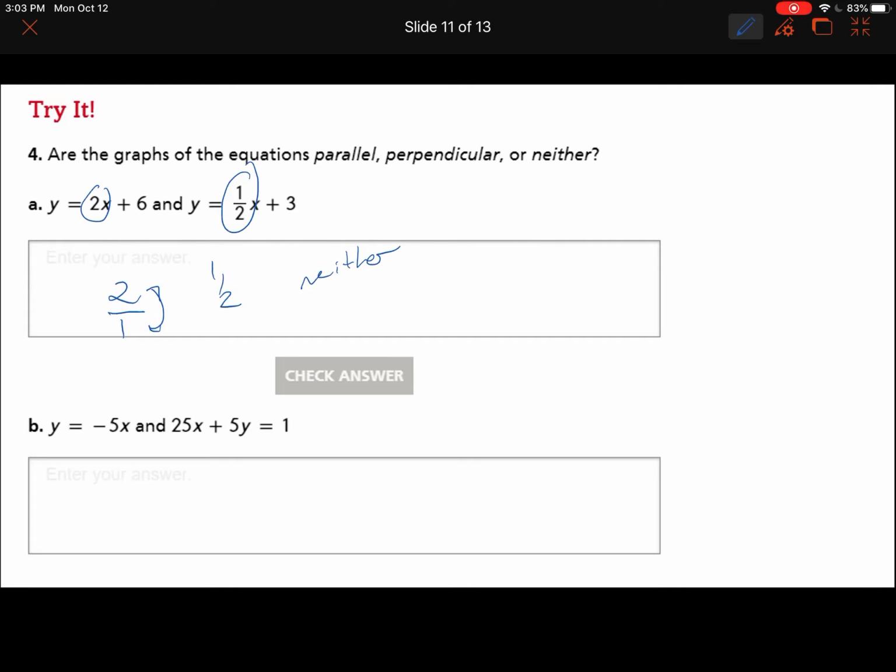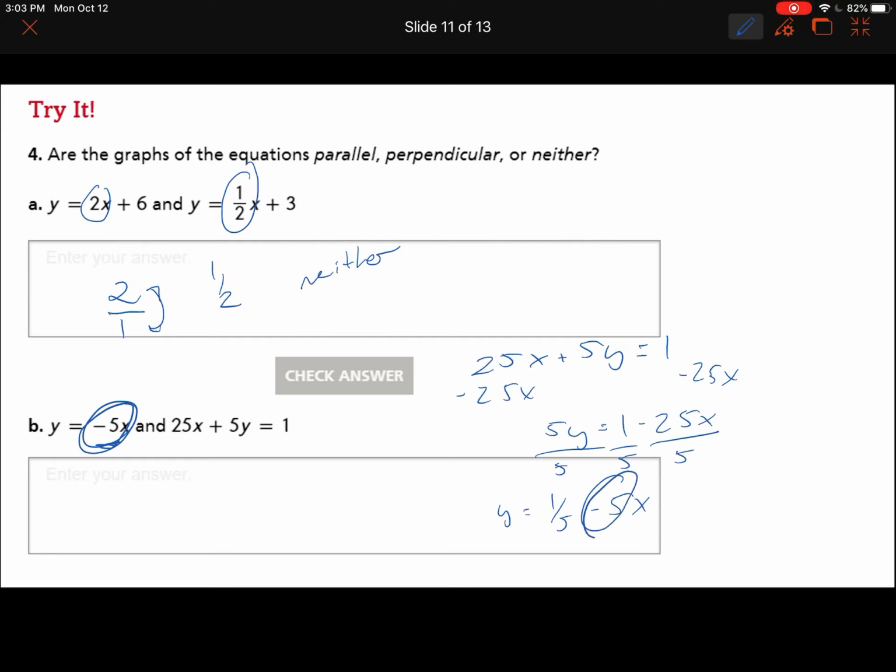Let's see, in part B, I'm going to do some work to get this into slope-intercept form. So I'm going to write this over here, 25x plus 5y equals 1. I'm going to start by subtracting 25x, which leaves me 5y equals 1 minus 25x. Then I'm going to divide by 5. So I have y is equal to 1/5 minus 5x.